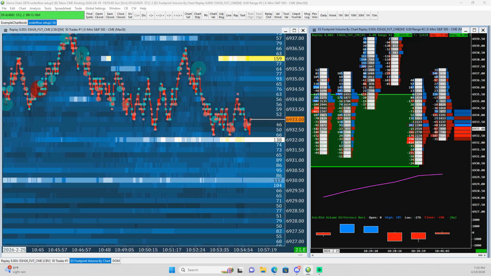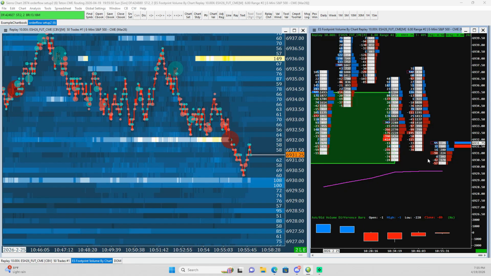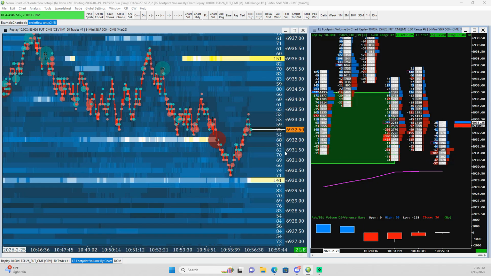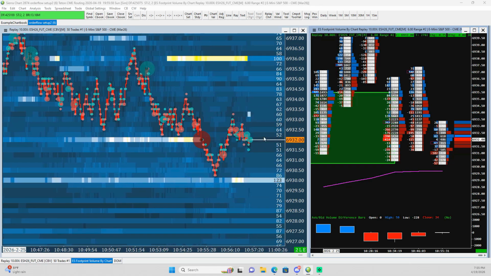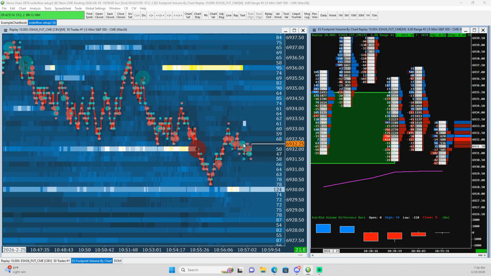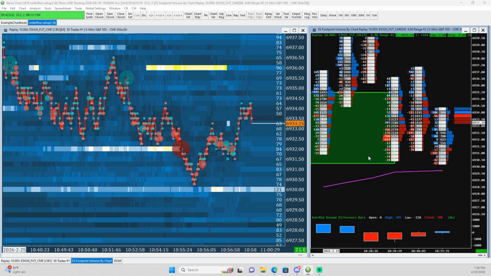Speed this up a bit here. Okay, even more size at the 32s. We're going to break under low of day. And then watch this. Pull back into the 32s right there. And then we're just going to blast off here. The 32s is very resilient to the market inside this low volume node structure from our demand zone.